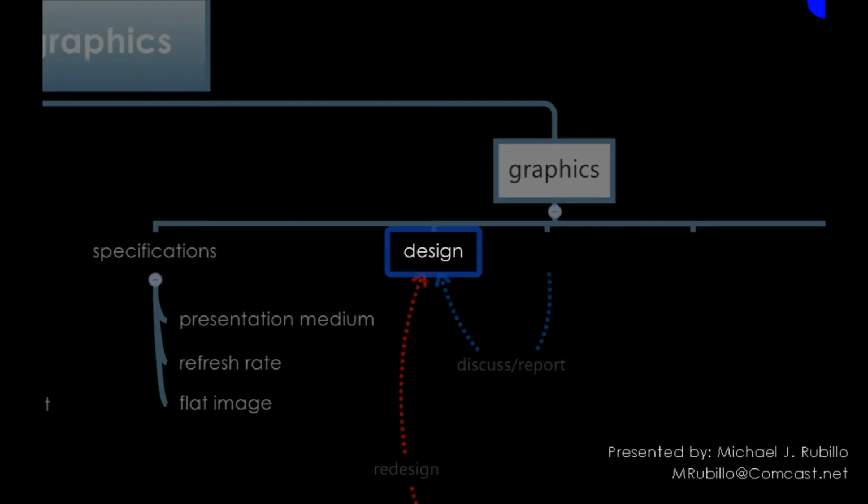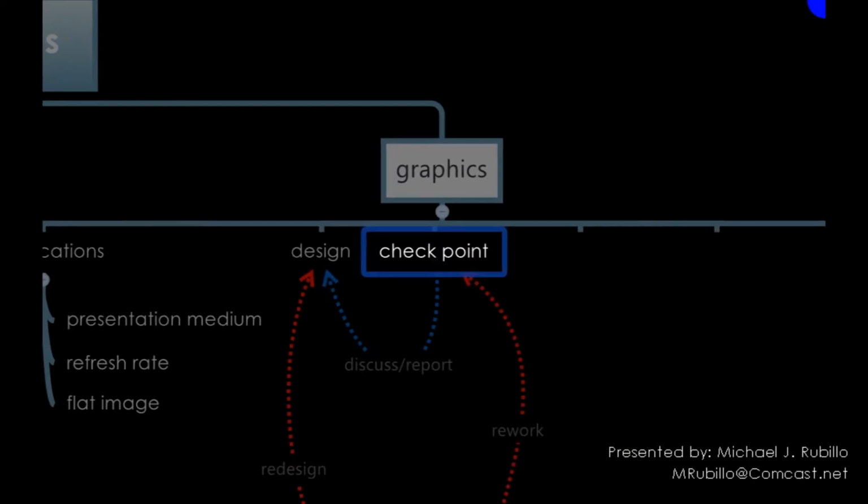Next, we'll move into the design phase. In the design phase, we'll look at what the best way is to present the data. Then we'll have a checkpoint. So once we've made our initial designs, we'll make 2 or 3 initial designs and present them to our clients to make sure that we are meeting what their needs are, and that's where we will discuss and report, go back and do another design phase based off of input.